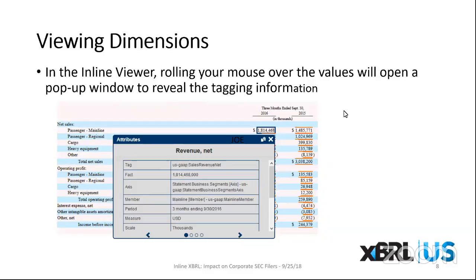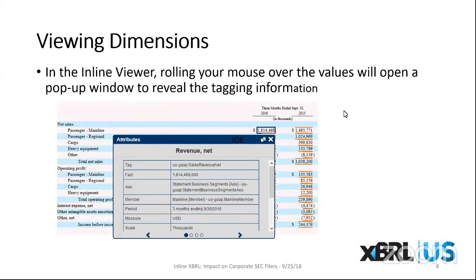Well, when you get to the inline viewer, and Jared's going to show you a little bit about this later on, as you roll the mouse over a value, a pop-up window will appear and will present certain information. So here you can see the tag name, the fact value, an axis and a member for this particular item, as well as the period and the measure and the scale. So this will give you some of the basics of information.